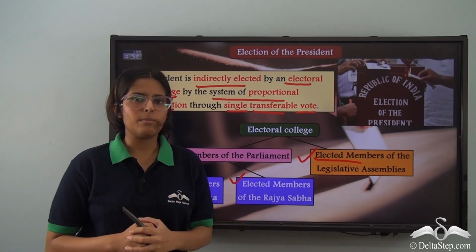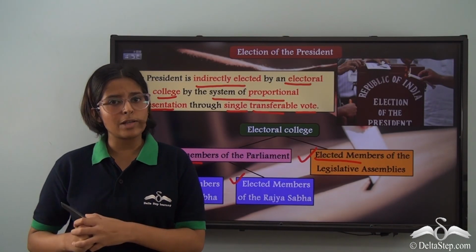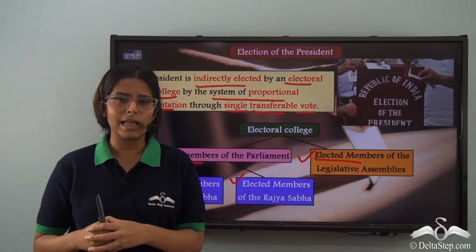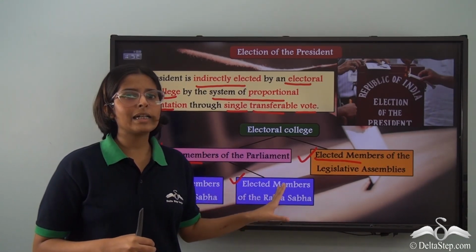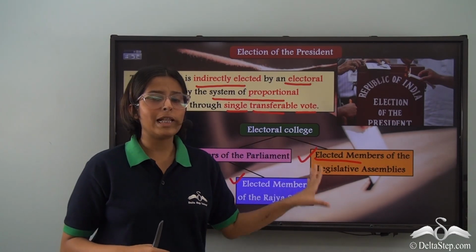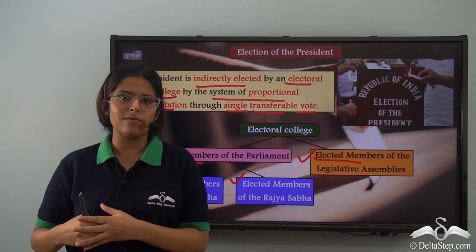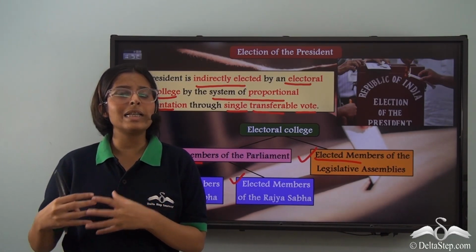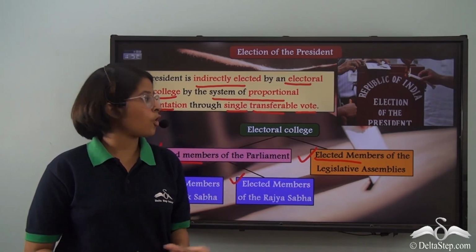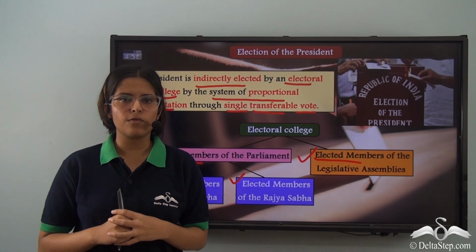But for the Rajya Sabha, there are 12 members who are nominated by the president. These nominated members do not vote in this election. It is only the elected members of the Rajya Sabha. Other than this, the elected members of legislative assemblies, that is the ones who represent the state governments and form the state legislatures. All of these people together form the electoral college which elects the president of the country.